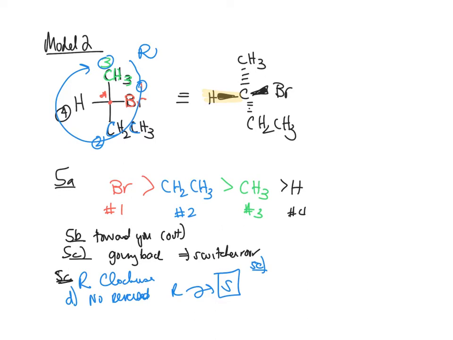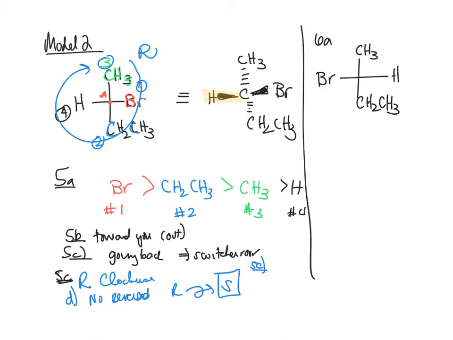Okay, 6A says swap the two horizontal groups. So let's swap. We're going to swap these two horizontal groups. So the Br is over here and the hydrogen's there. And then it says determine the absolute configuration of the chirality center here. Okay, so what is this one? We have 1, 2, 3. We're assigning our priorities. 4.